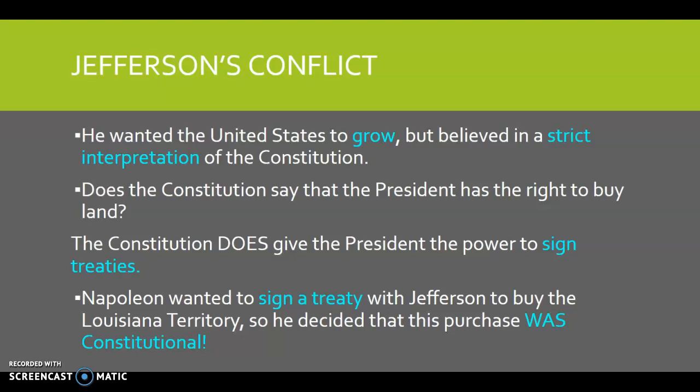So Jefferson's conflict is he wanted the U.S. to grow, but believed in a strict interpretation of the Constitution. Does the Constitution say the president has the right to buy land? The Constitution does give the president the power to sign treaties, and Napoleon wanted to sign a treaty with Jefferson to buy the Louisiana territory, so he decided that this purchase was constitutional.